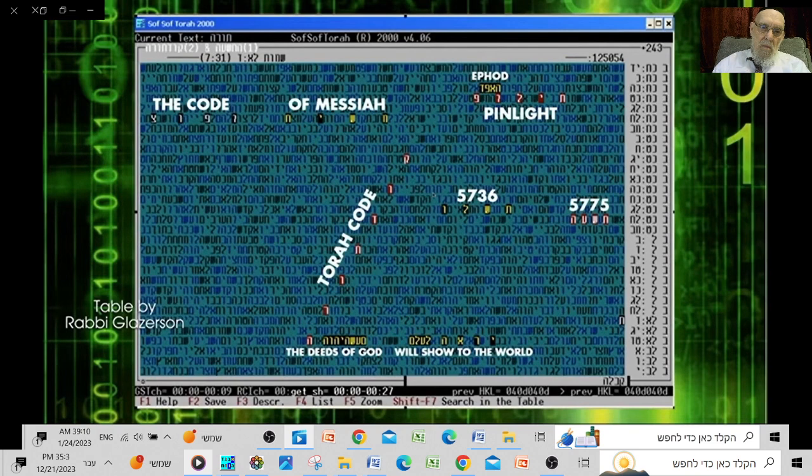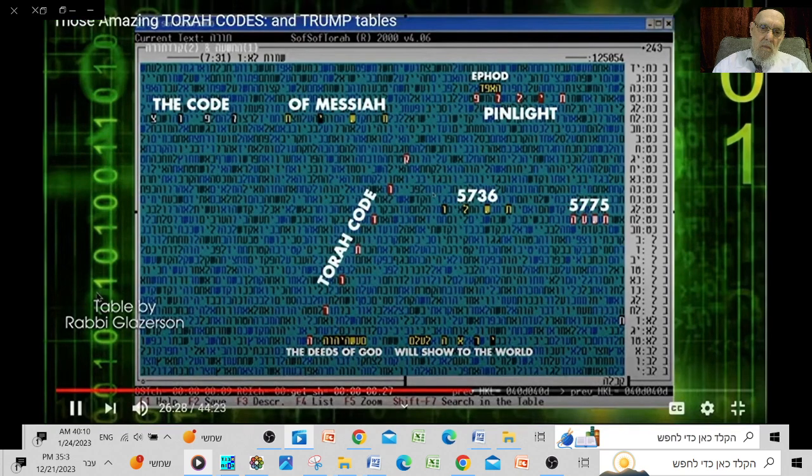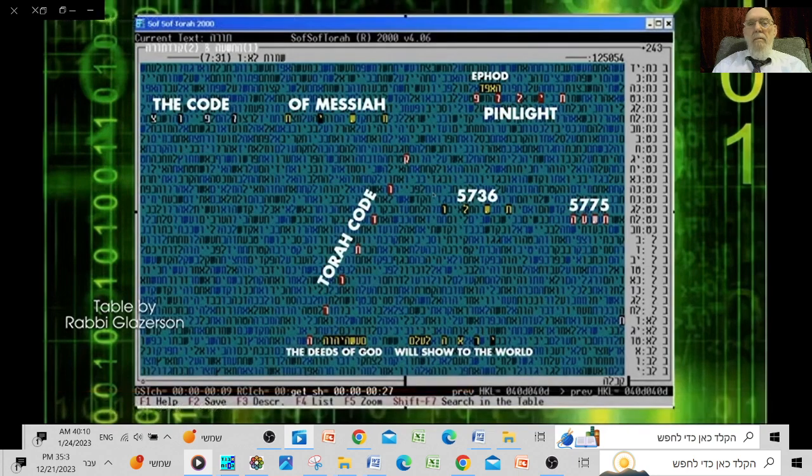We think that the ephod might have been a computer. It's very possible because of the lights that would come off and on to answer questions, that it was some kind of very high-tech device. The keywords in the middle say Torah code, and it has the years, 5736. That was the year that the code was discovered, and then 5775 was the year the film came out. And then down in the plain text it says, "Will show to the world the deeds of God." That's kind of a cool table.